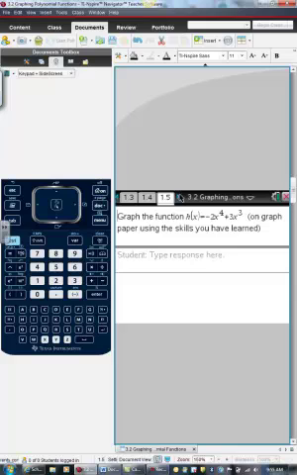Okay, so we're going to graph the function h of x equals negative 2x to the fourth plus 3x cubed. We're going to use graph paper, and we're going to use the skills that we've learned. So you're not going to be doing this on the calculator. You're actually going to be using graph paper, so make sure you have that out in front of you.